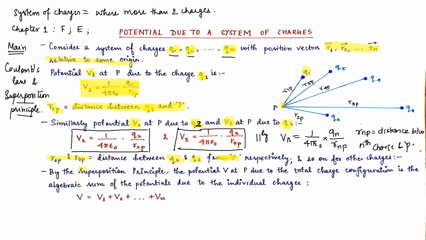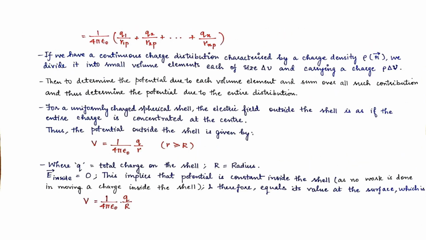Now by the superposition principle, the potential V due to the total charge configuration is the algebraic sum of the potentials due to the individual charges. We are just going for a simple algebraic sum, and this is given as V equals V1 plus V2 plus V3 plus V4 and so on up to Vn, because we are considering a system of n charges.